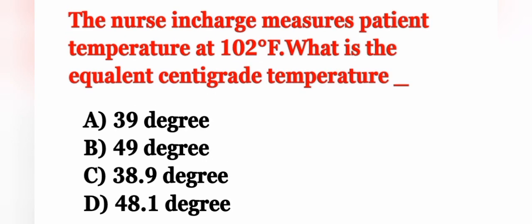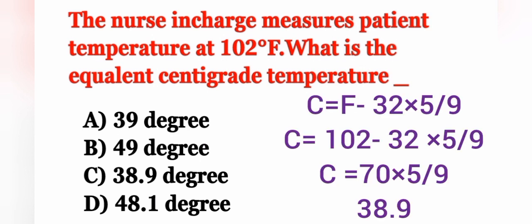The next question, the nurse in charge measures patient temperature at 102 degree Fahrenheit. What is the equivalent centigrade temperature? Options, option A 39 degree, option B 49 degree, option C 38.9 degree, option D 48.1 degree. Our question, the nurse in charge took the temperature in Fahrenheit. We have to convert it in centigrade.